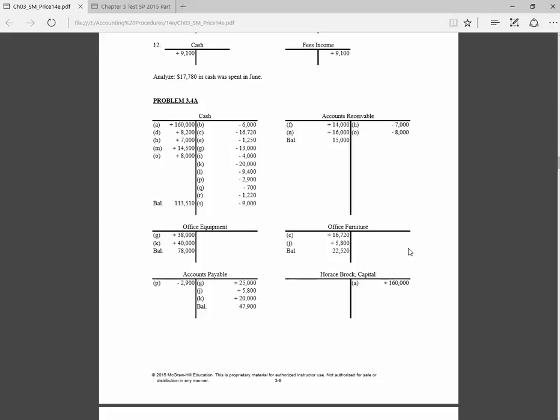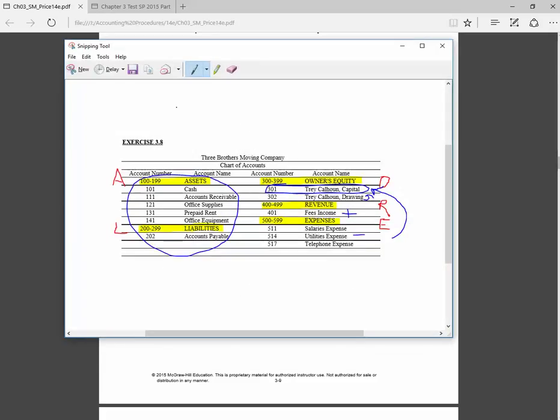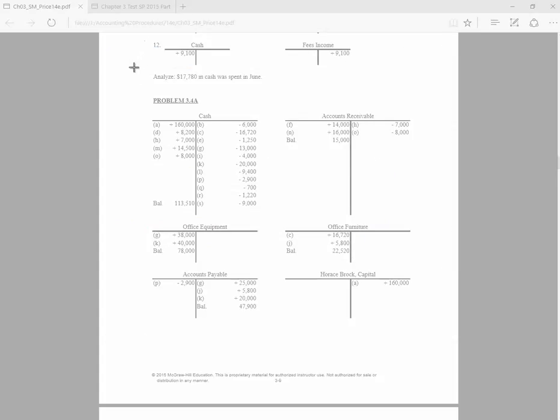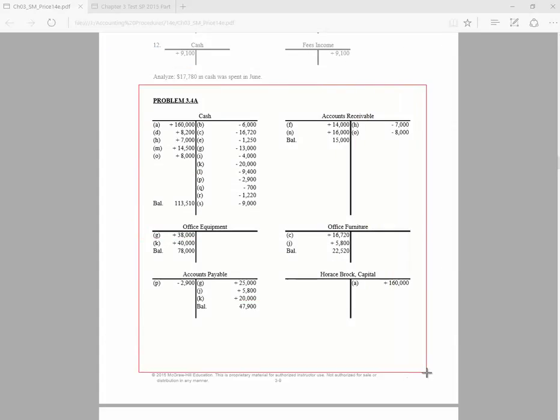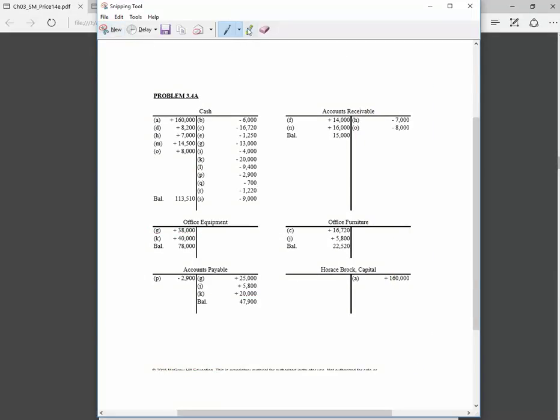What I think is helpful as you are working with these kinds of T accounts is to make yourself notes as you go. For example, cash is an asset. Identify it so. Accounts receivable is an asset. Any little note taking that you can do that will help you along the way, go ahead and do it. Office equipment is an asset. Office furniture is an asset.